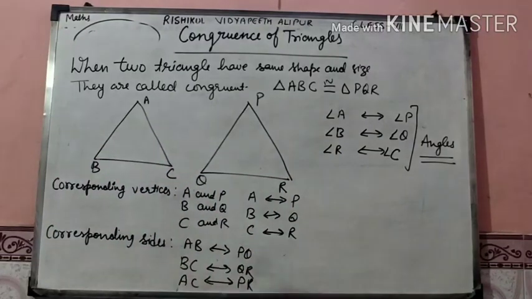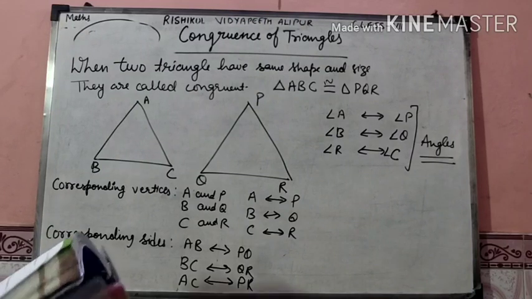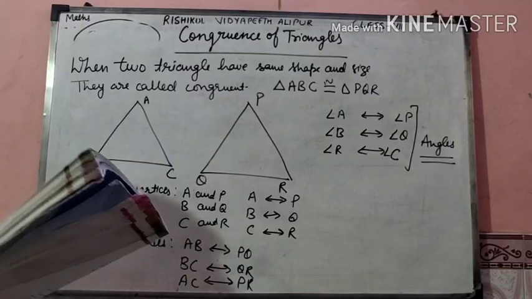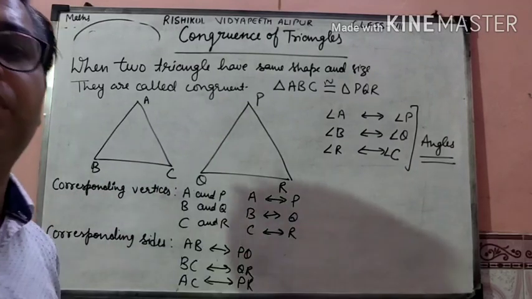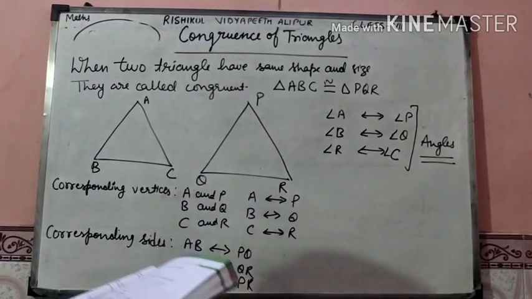And similarly, this one. Students, one short easy exercise is made. That is 7.1. First, it is a fill in the blanks. Two line segments are congruent. When are line segments congruent? If they have the same length.